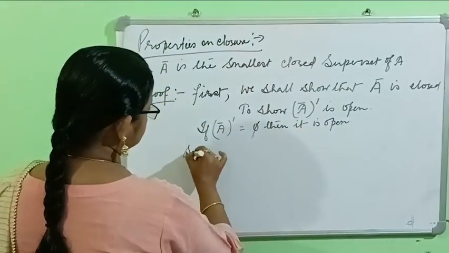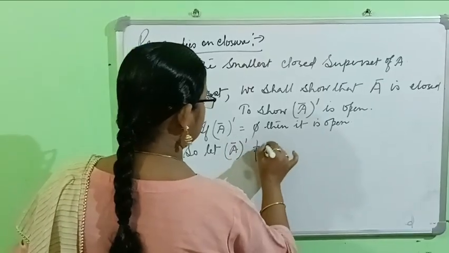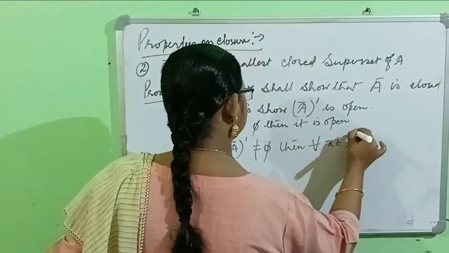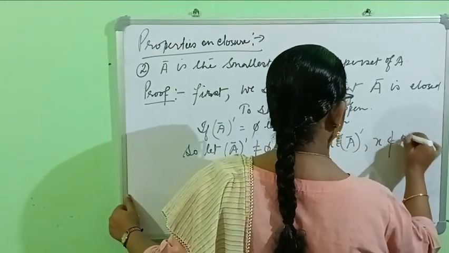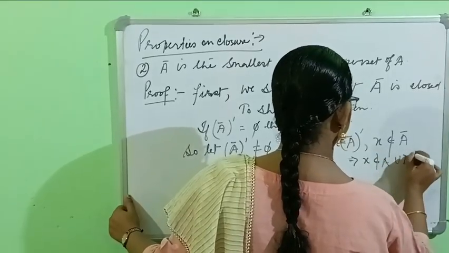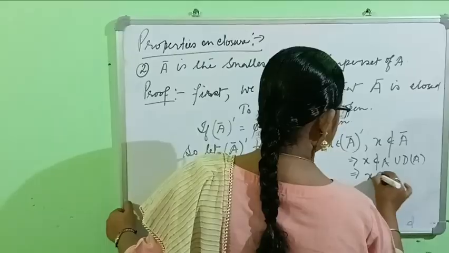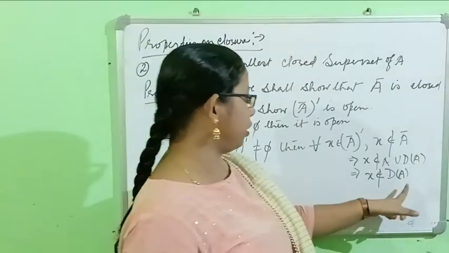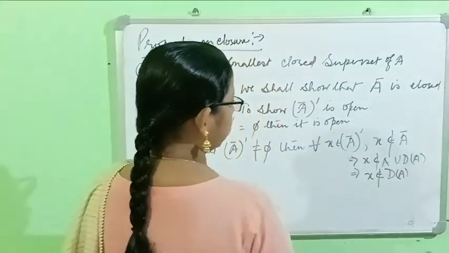Next, let the complement of A closure be not empty. Then for all x belonging to the complement of A closure, x does not belong to A closure. That means x does not belong to A union D of A, that is, the set of limit points of A. This implies x does not belong to the set of limit points of A. And by definition of limit point, an open sphere centered at this point for some real number r greater than 0 exists.